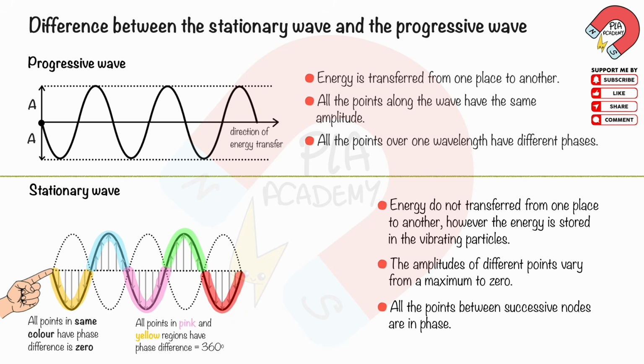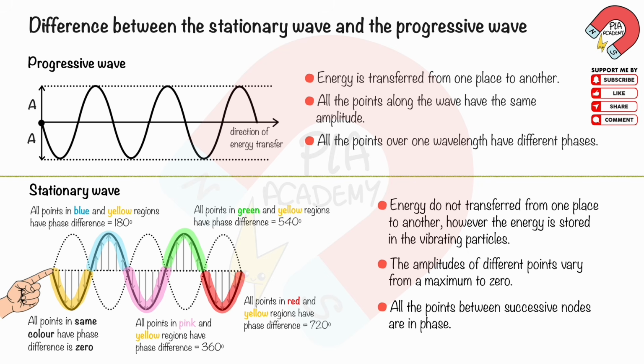All points in red and yellow regions have a phase difference equal to 720 degrees, which is also in phase. All points in blue and yellow regions have a phase difference equal to 180 degrees, which is antiphase. All points in green and yellow regions have a phase difference equal to 540 degrees, which is antiphase.